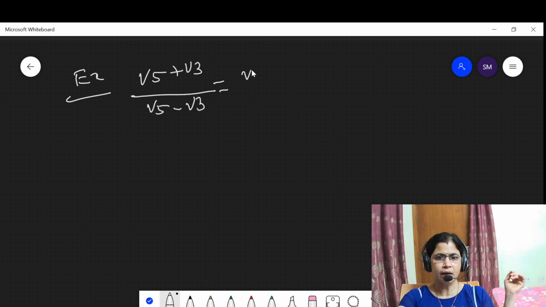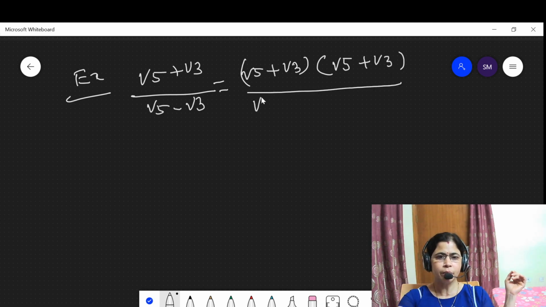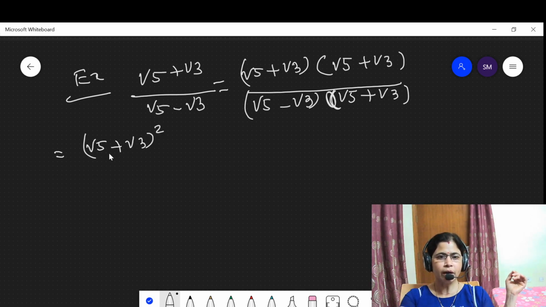Then while you rationalize, simply multiply root 5 plus root 3 in numerator and in denominator. As you know, when you multiply the same number in the numerator and the denominator, there will be no change in the value. Then the numerator is in the form root 5 plus root 3 whole square, and the denominator is in the form a plus b into a minus b, which is a square minus b square.